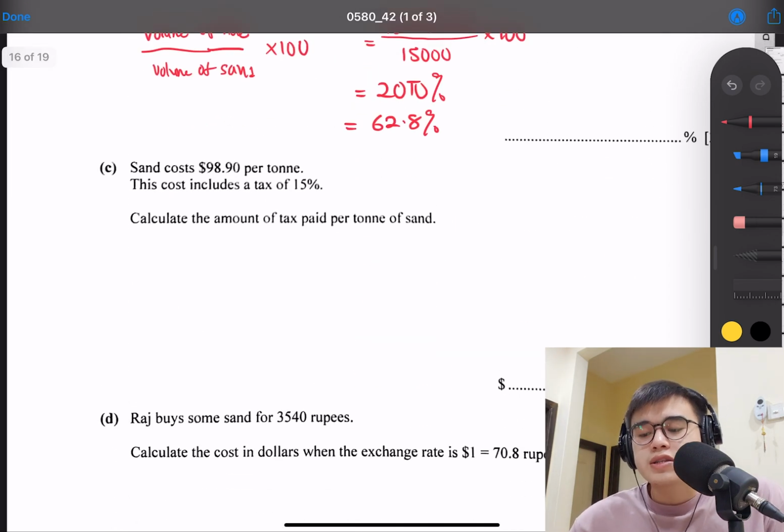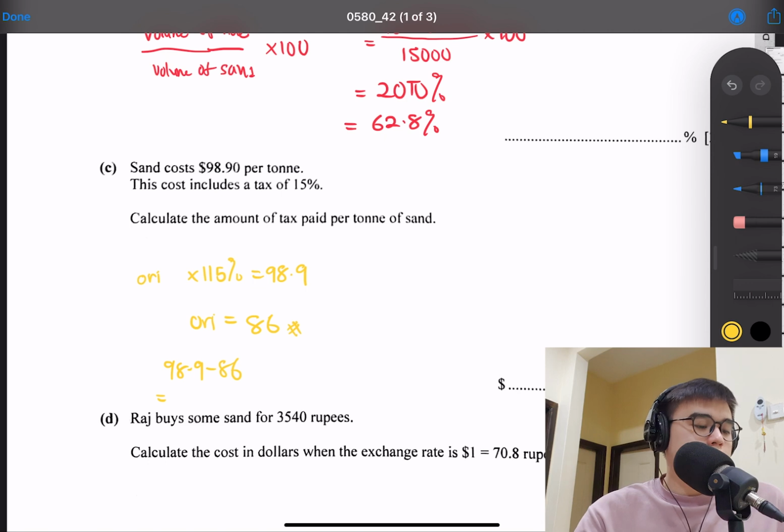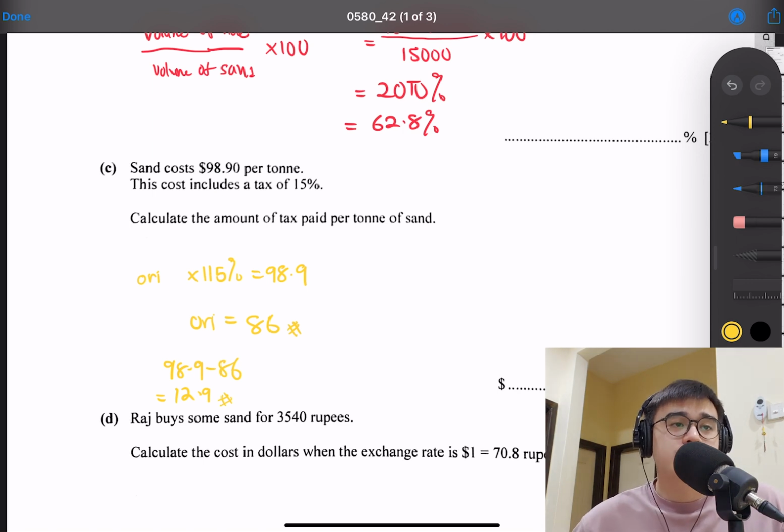For part C, the sand costs 98.9 per ton. This cost includes a tax of 15%. So this is actually the price after a tax of 15%. Okay, so original amount times 115% equals 98.9. So the original price will be somewhere around $86. And the tax paid is by taking 98.9 minus 86. You will get your answer as 12.9. That's the tax to be paid for each ton of sand.